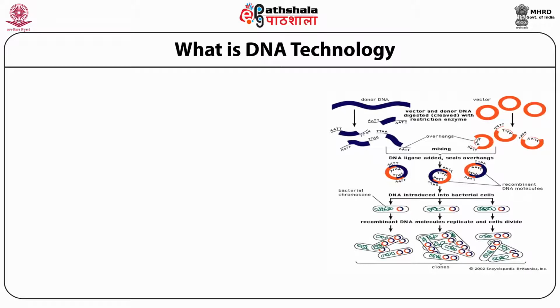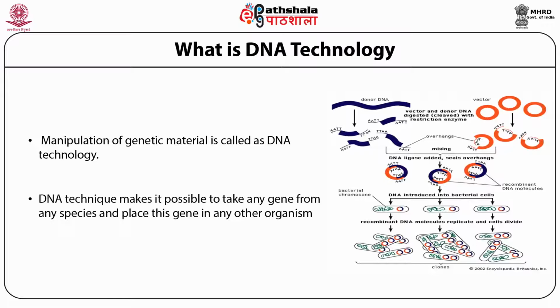Deoxyribonucleic acid, what we call DNA, otherwise the organism's genetic material, is inherited from one generation to another and holds many clues that have unlocked some of the mysteries behind evolution, disease participation, aging and exposure to the environment. Manipulation of genetic material is called DNA technology. DNA technique makes it possible to take any gene from any species and place this gene in any other organism.